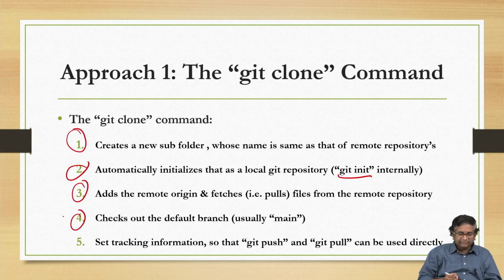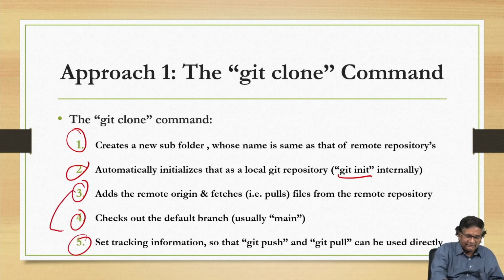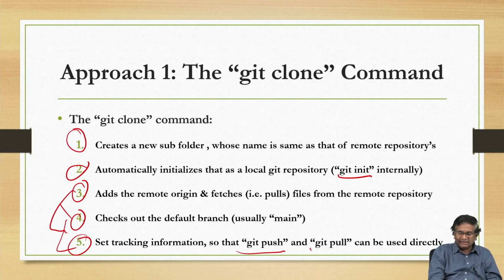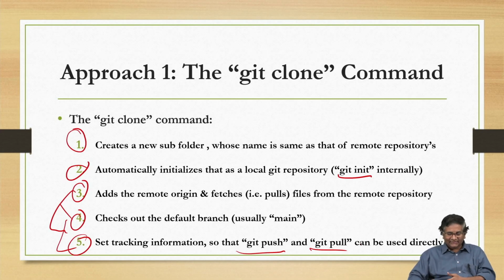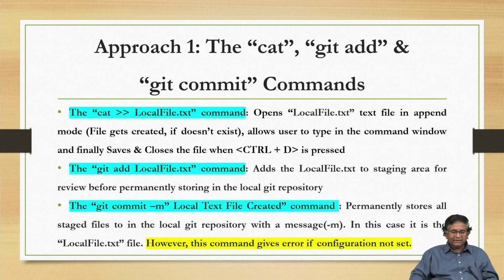Next thing is it checks out the default branch. It makes sure that we are in the same branch. I mean, part of the third one actually. Then it sets tracking information. So again, this is part of 3, it would actually do 4 and 5 automatically. So that means going forward, you can say git push or git pull. You don't need to set origin or upstream and stuff like that, right? So that's pretty much what it does.